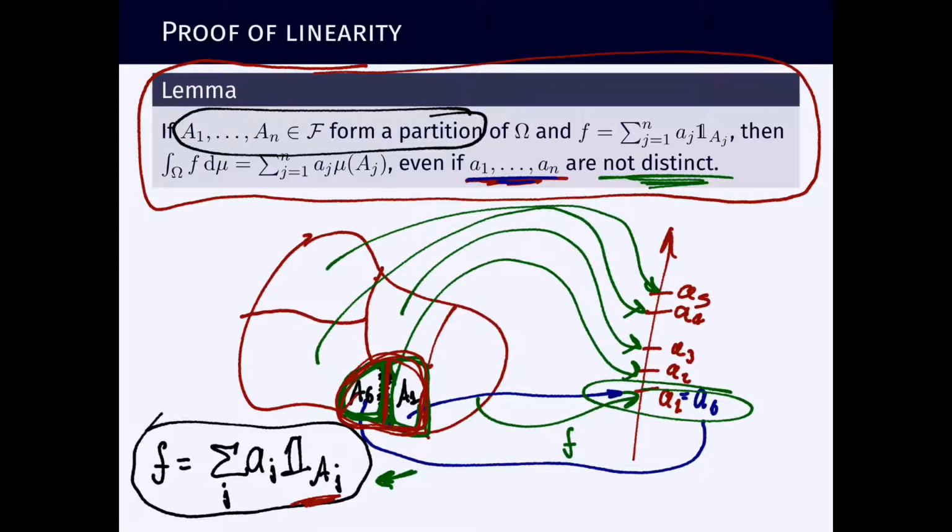Or said differently, when we compute this sum, we can group terms. When we're writing this sum, we can first group sets that correspond to the same a_j. When we group them, we get the sum of the indicators. And when we compute the measure, we have the sum of the measures. The sum of the measures is the measure of the union, and this will work. Let's omit the details. This should be quite obvious.